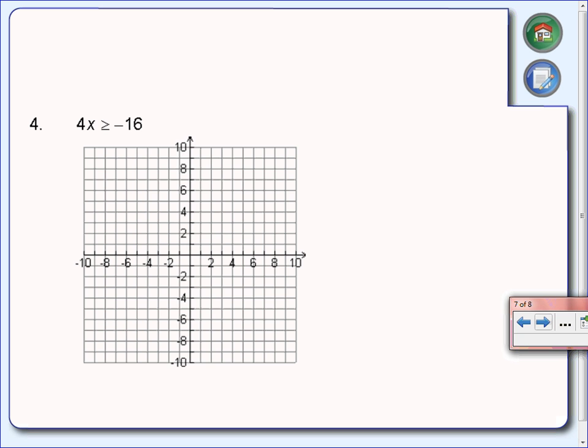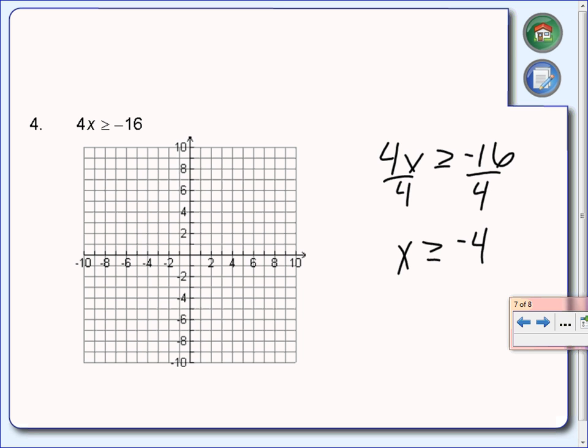Here's one that's just the opposite. Here we got 4x is greater than or equal to negative 16. Just like number 3, we're going to start by dividing by 4. Negative 16 divided by 4 gives me a negative 4. Would I need to flip the inequality symbol here? No. Didn't divide by a negative number, so we don't need to worry about that.